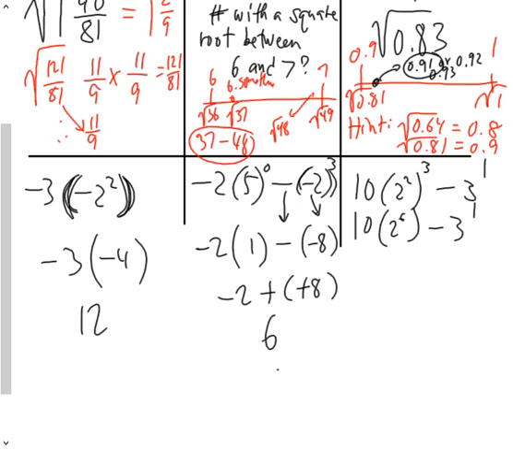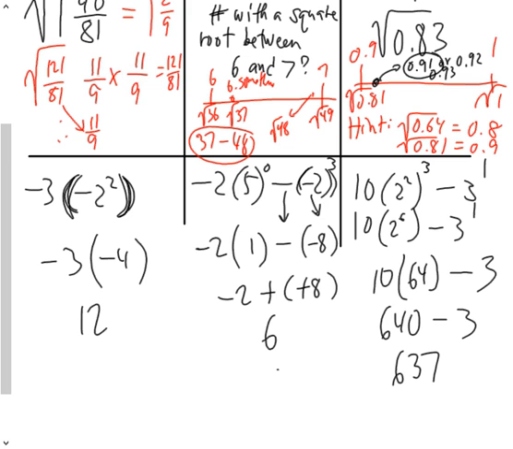And now I have to think about what's 2 to the 6? Well, it's 2, 4, 8, 16, 32, 64. So it should be 10 times 64 minus any number or any base to an exponent of 1 is itself. So that's going to be -3. 10 times 64 is 640. And finally, 640 take away 3, which is your last step, is 637.